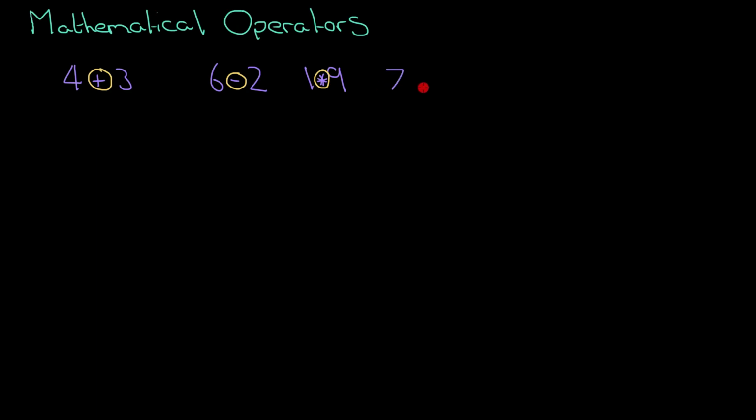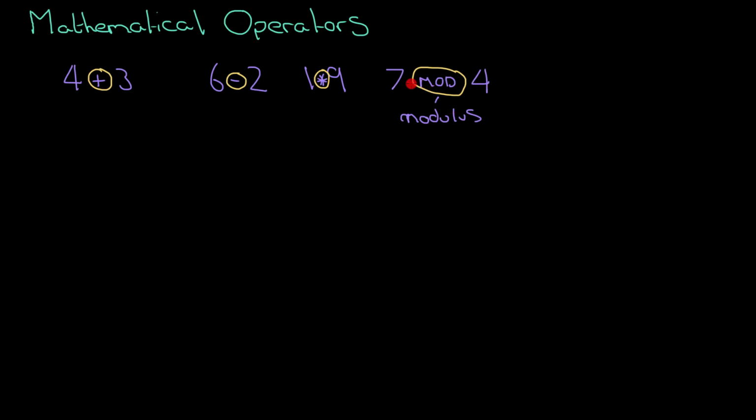Let's do 7 mod 4, okay? A mod here is an operator. It is between those two numbers and it performs some sort of function between the numbers to get a result. And mod is short for modulus. And we're giving an example of just what a modulus operation is. Okay, 7 mod 4. What does that actually mean?